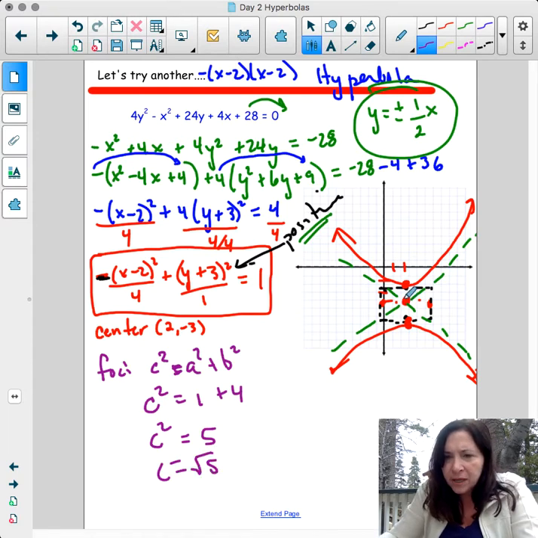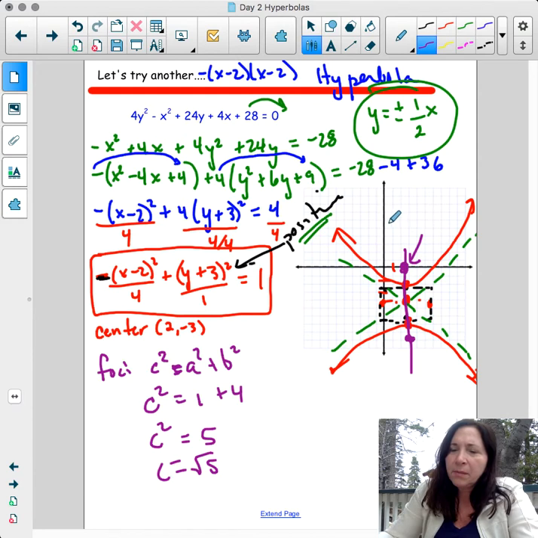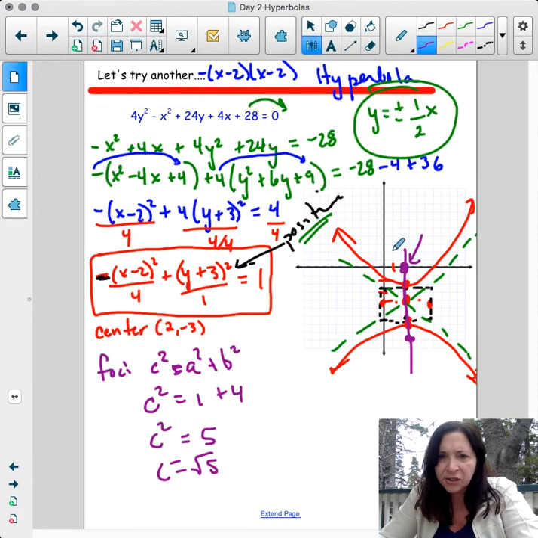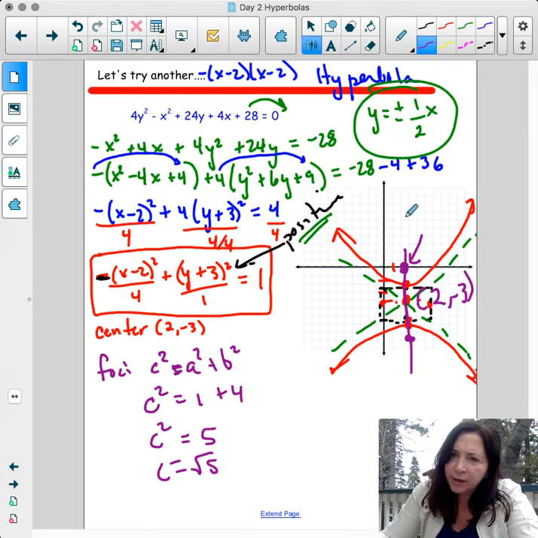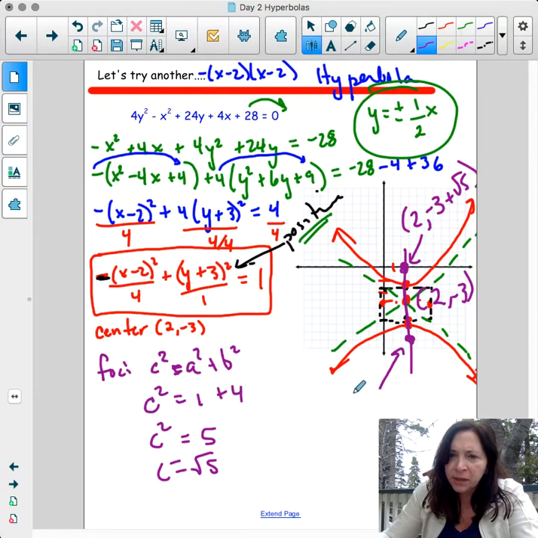So that means that from here, because it has to be on the transverse axis, right, which is this axis right here, it's going to be root 5 up and root 5 down. So that's going to be my focus point. Keep in mind, if my focus points are on my y-axis, I add it to my y-coordinate of my center. If my center is at positive 2, negative 3, then my focal points are going to be at 2, negative 3 plus the square root of 5, and this point down here is going to be 2, negative 3 minus the square root of 5.